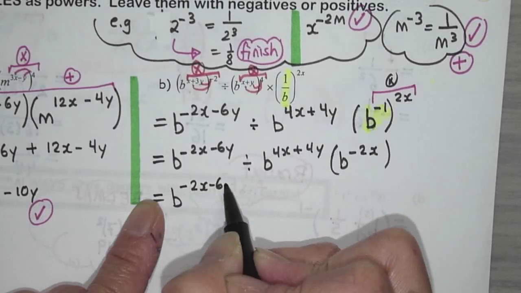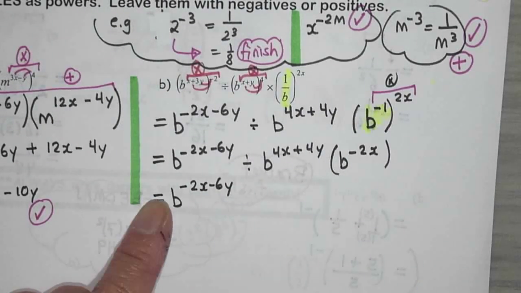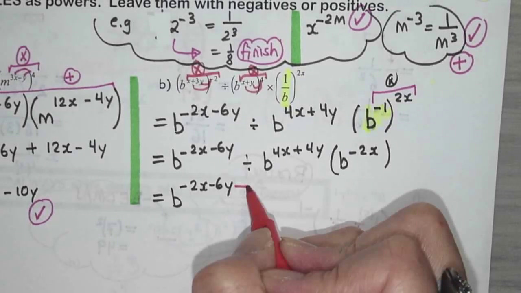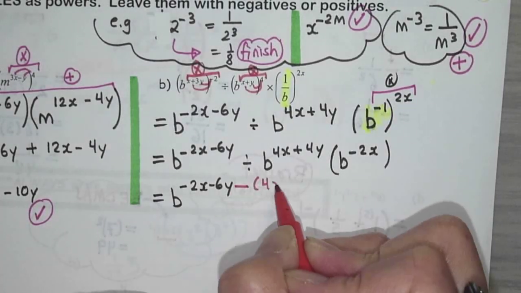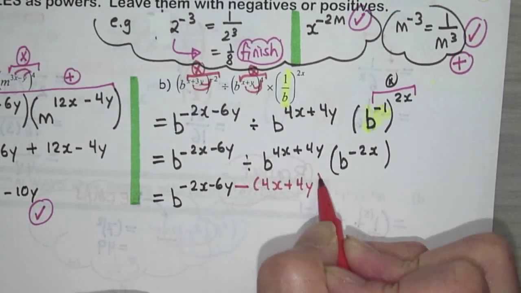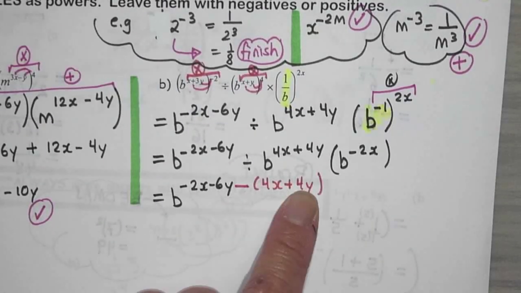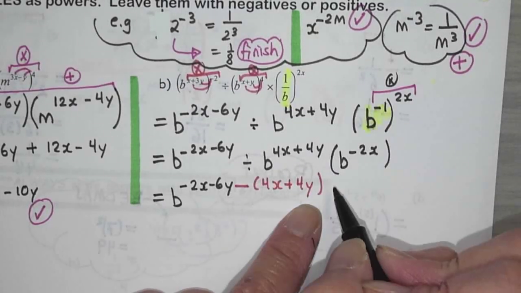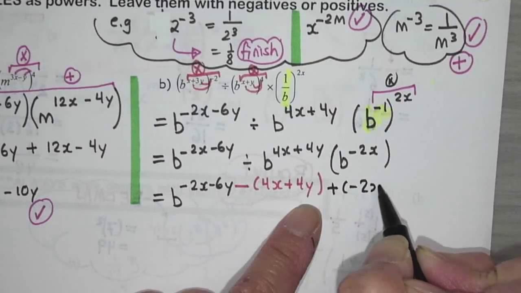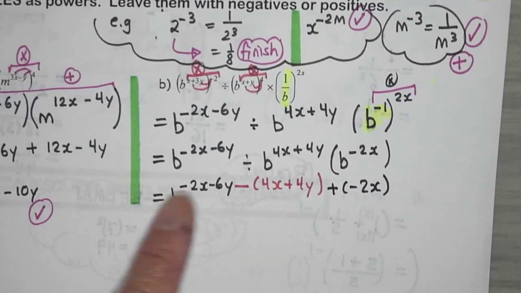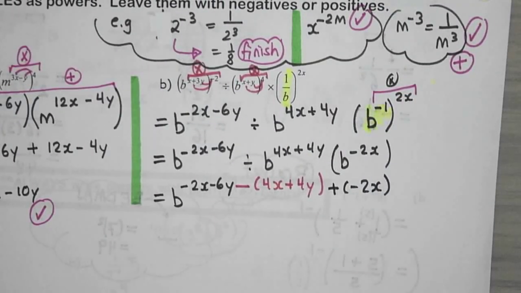Negative 2x minus 6y. I want you to do minus 4x plus 4y. The minus, division is minus. And then this becomes addition again, so plus negative 2x. So I'm going left to right, and that's my base.